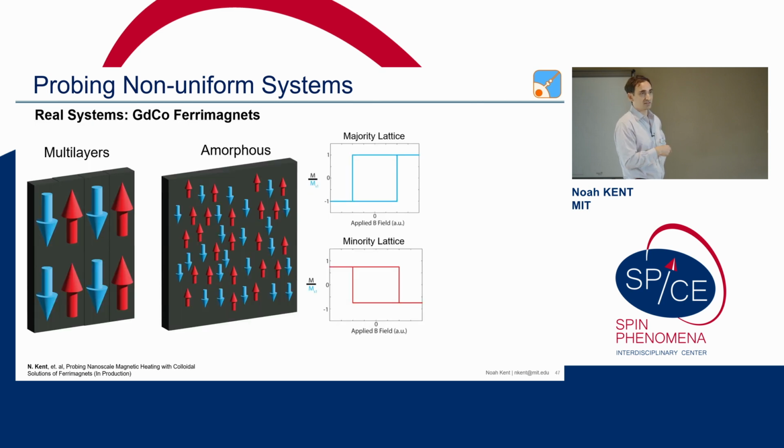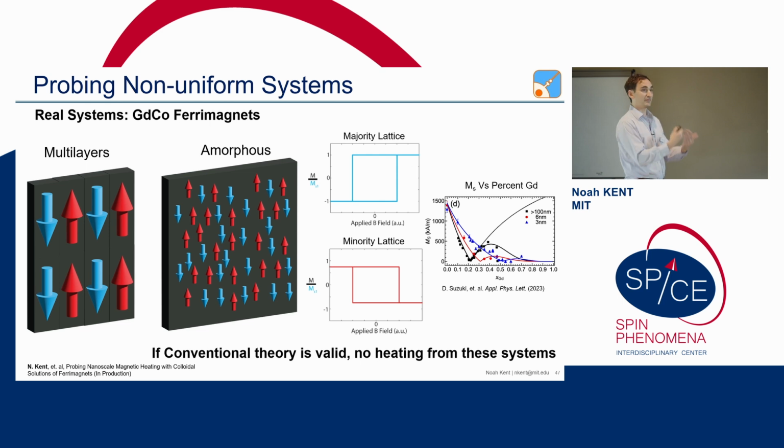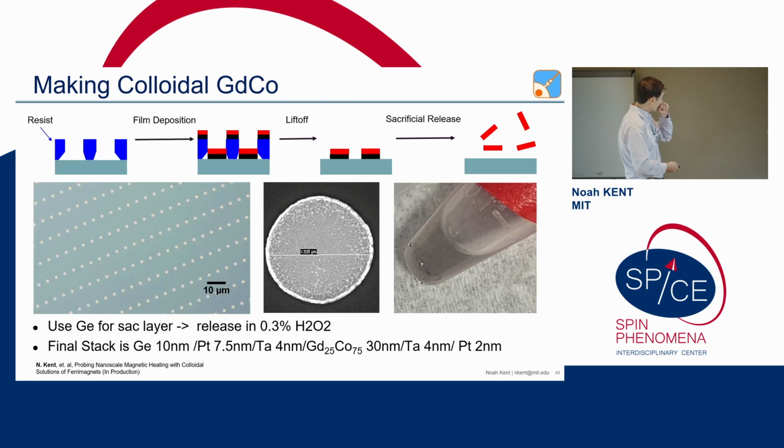There are real systems like this. Ferrimagnets are like this, right? So I wanted to look at the heating of gadolinium cobalt ferrimagnets, and you can tune the magnetization in these by determining the ratio of the two elements, gadolinium and cobalt. Basically, if conventional theory holds, then these systems don't heat. If nanomagnetic theory holds, then these systems do heat.